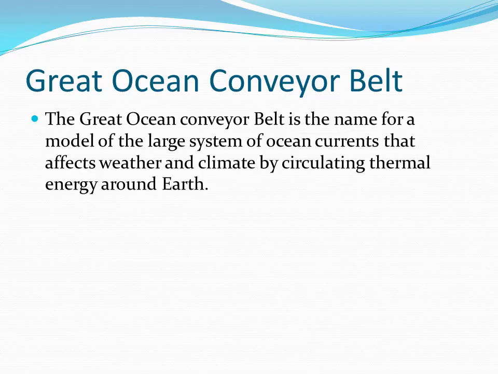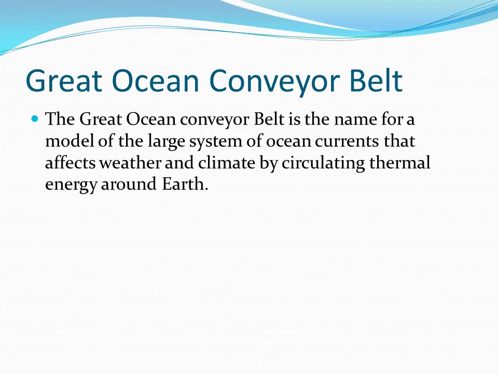This can all be combined together and considered the Great Ocean Conveyor Belt. So we have this movement of materials and water all over the ocean. The Great Ocean Conveyor Belt is the name for the model of the large system of ocean currents that affects weather and climate by circulating thermal energy around the Earth. So again, that thermal energy is technically heat. Now with that, other things can get transferred as well.